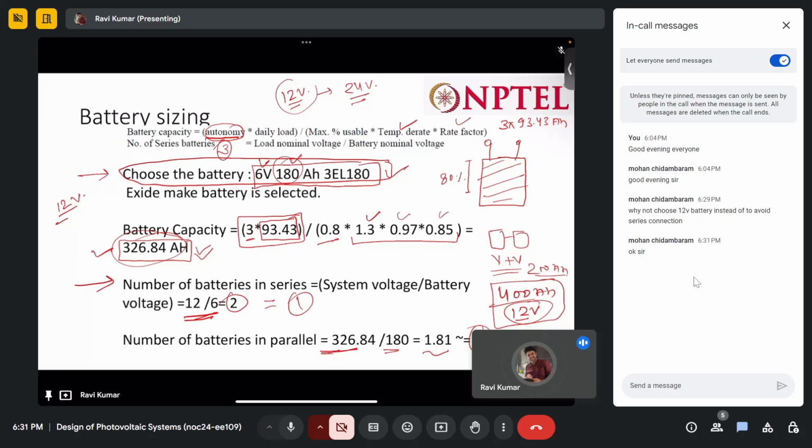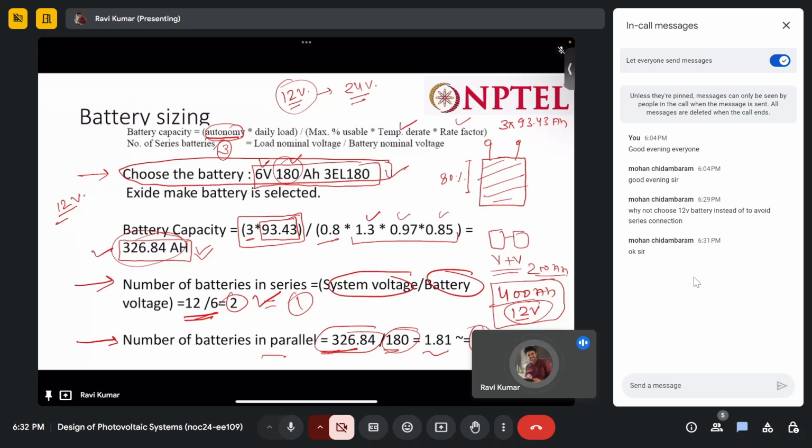So we have identified that batteries in series require 2, batteries in parallel require 2. So how do you calculate batteries in series? By system voltage divided by battery voltage. Batteries in parallel: total Ah requirement divided by the battery Ah. So by using these formulas, you can calculate the requirement of battery for a system at your home.